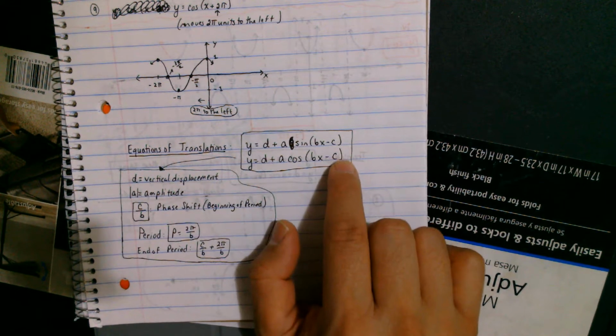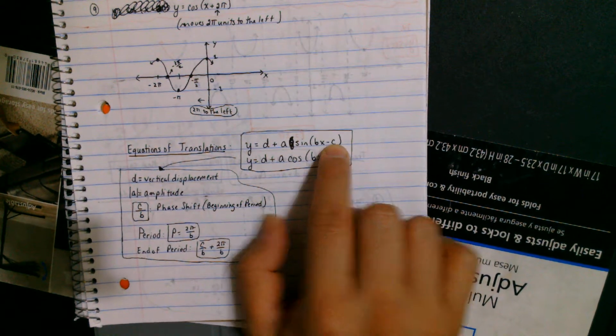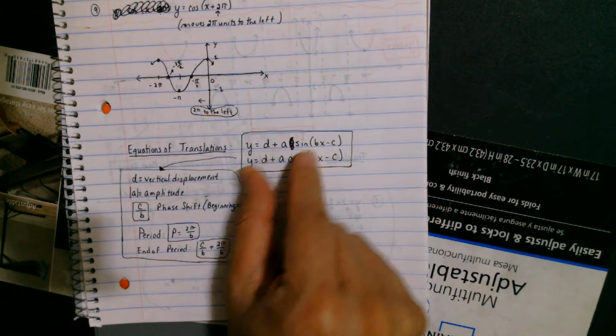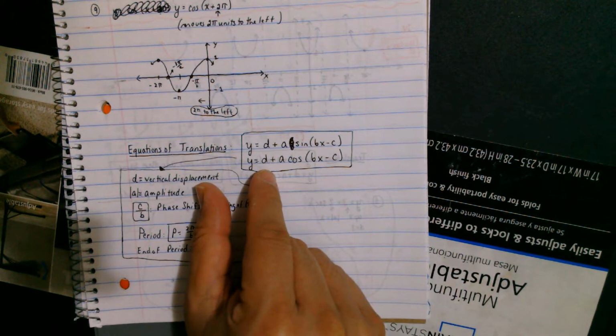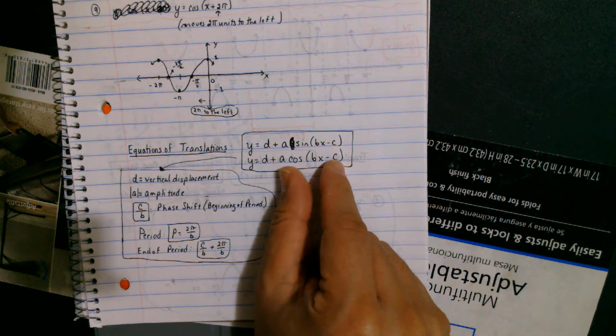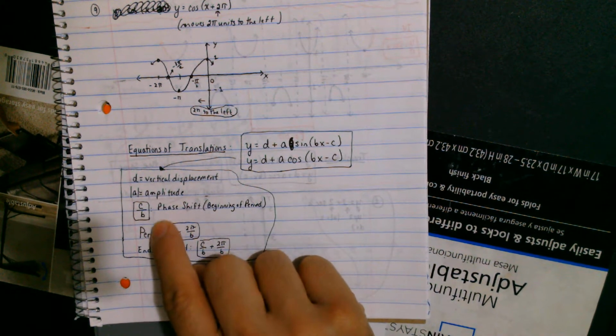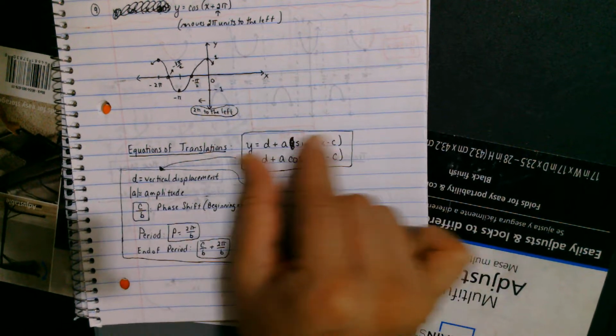C over B talks about what's called the phase shift. C is this number here. It moves it right or left. B kind of shrinks it. So if you're here and you move right or left and then shrink, the X and Y still gets affected. So the ratio C over B tells you the shift of the phase.